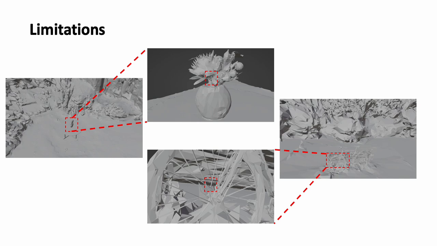Our method has limitations. Specifically, the gradient-based mesh optimization can cause self-intersections and flipped triangles, which could restrict applications like physics simulation.